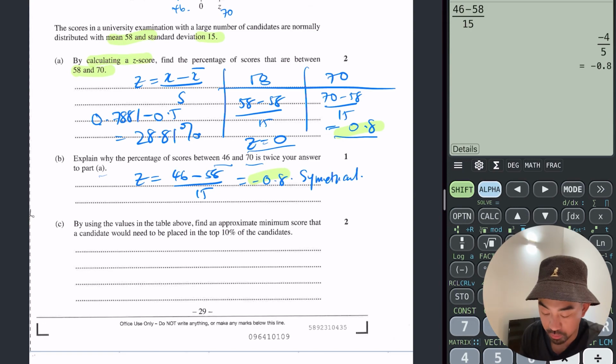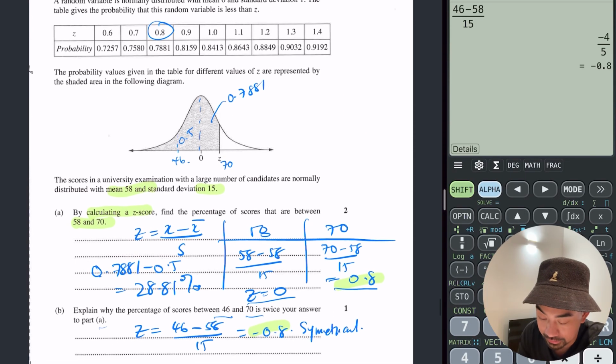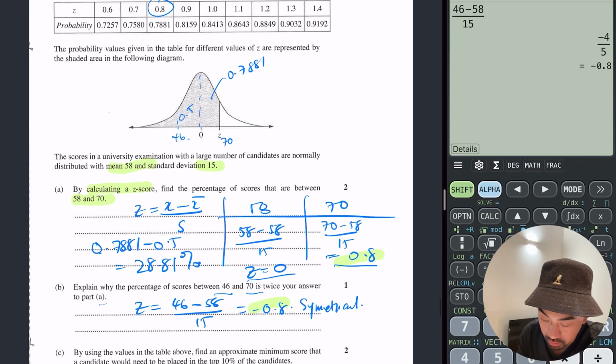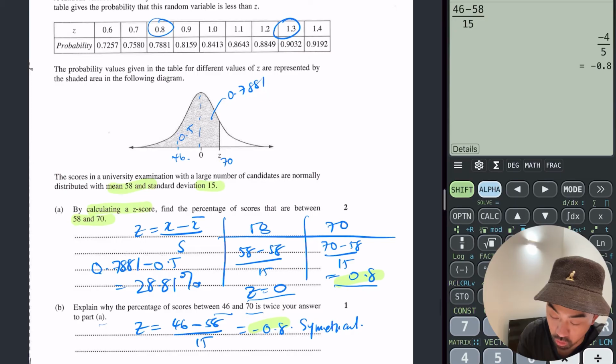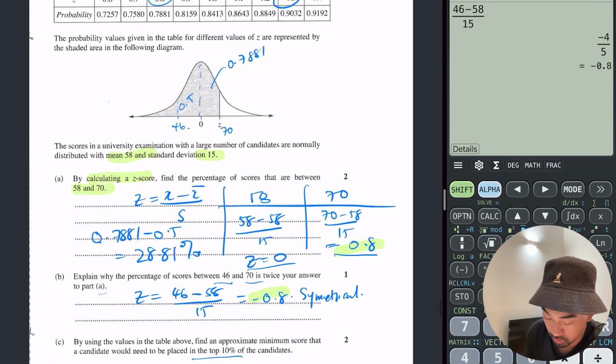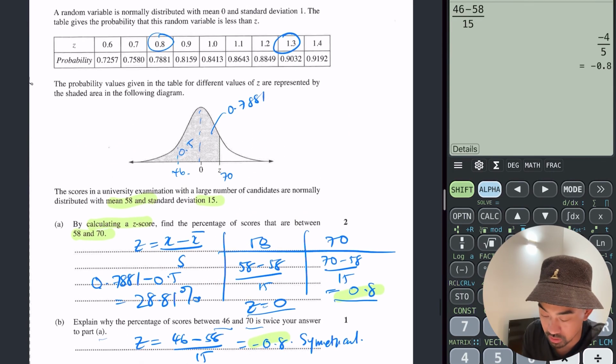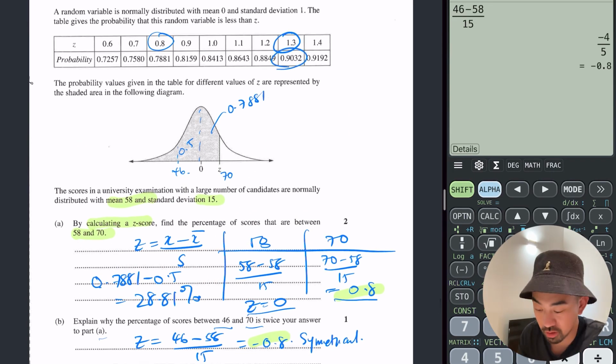By using the values in the table above, find the approximate minimum score that a candidate would need to be placed in the top 10%. Okay, so the top 10%, what score would they need to be placed in the top 10%? Well, the top 10% is going to give a z-score of 1.3. So I need 1.3 is equal to the score minus the mean, 58, over standard deviation. Top 10%, right? Because that's basically as close as we're going to get.